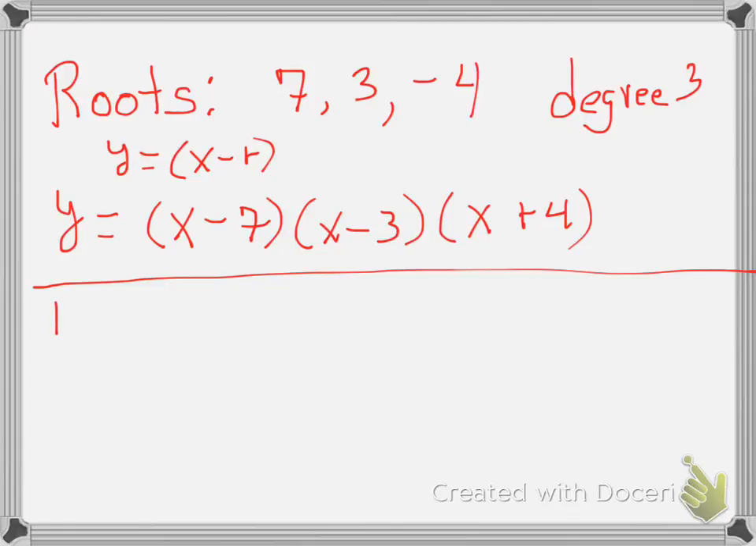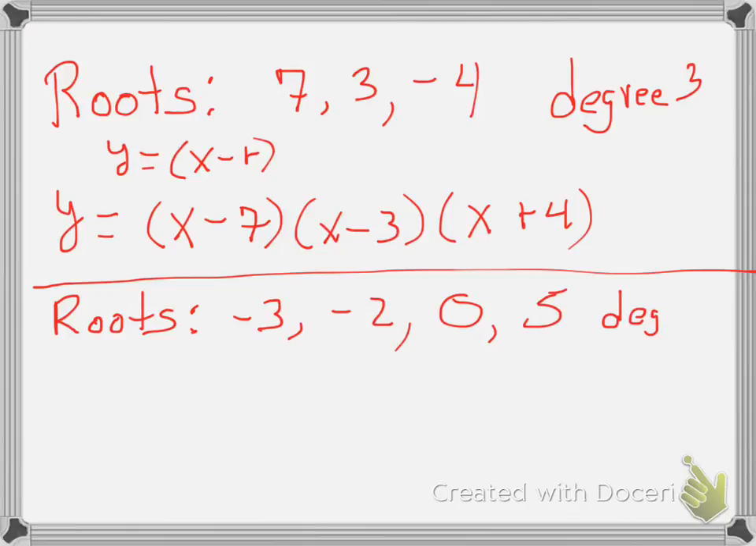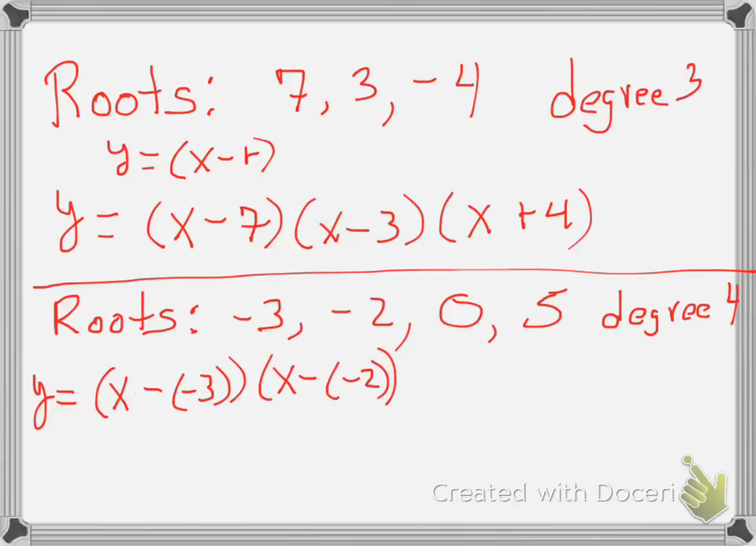Another one. Let's say we were told that the roots were negative 3, negative 2, 0, and 5, and it was a degree 4. Well, y would equal x minus negative 3, x minus negative 2, x minus 0, and x minus 5.